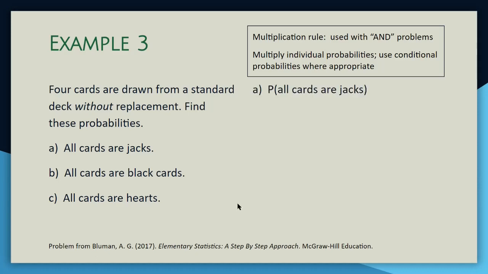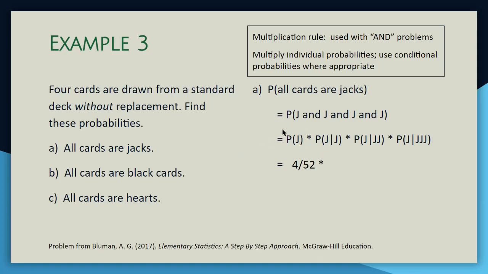So starting with A, all cards are jacks means jack and jack and jack and jack. And the multiplication rule says first one times second one given first one. And then we're going to extend that times the third one given the first 2 times the fourth one given the first 3. It looks a little complicated when written that way, but I think you have the idea down because we've seen something similar with that bag of marbles in a previous video.